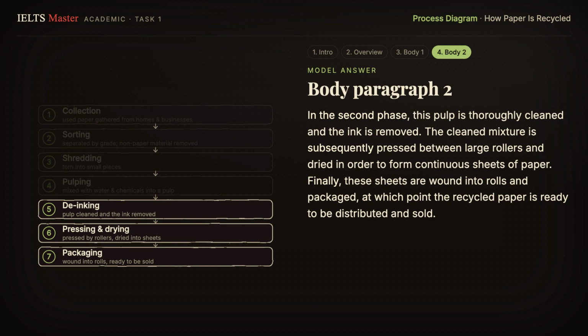Body 2, the second phase, stages 5 to 7. In the second phase, this pulp is thoroughly cleaned and the ink is removed. The clean mixture is subsequently pressed between large rollers and dried to form continuous sheets of paper. Finally, these sheets are wound into rolls and packaged, at which point the recycled paper is ready to be distributed and sold. And notice the sequencers carrying us through. Once this has been done, subsequently, finally.